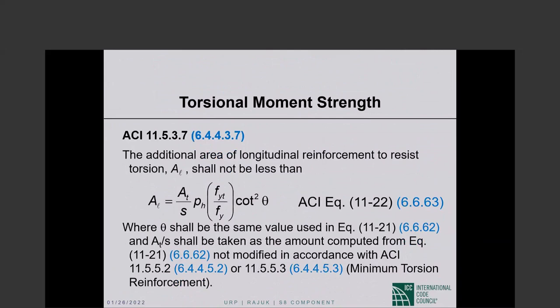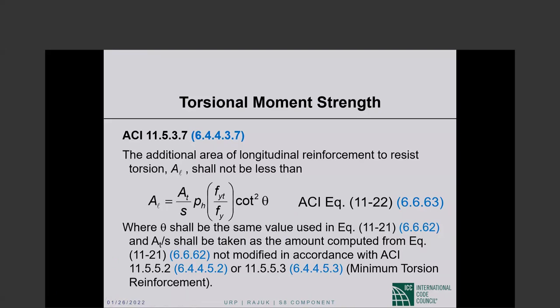The additional area of longitudinal reinforcement to resist torsion, that is A sub L, shall not be less than given by the right-hand side of this expression. Okay, so we have closed transverse reinforcement A sub T, and we have the additional longitudinal reinforcement, additional to whatever we need for flexure and axial loads. A sub L shall not be any less than given by the right-hand side, where theta shall be the same value used in the previous equation for T sub n.